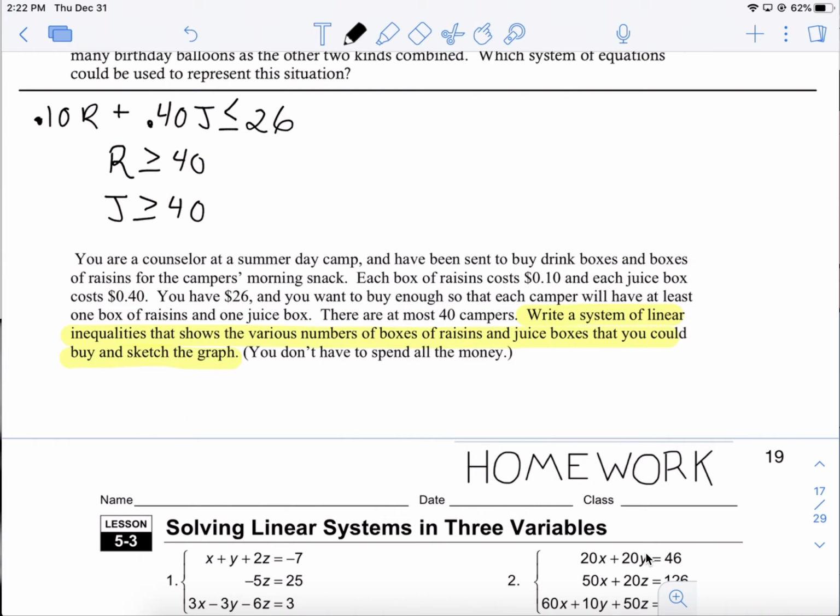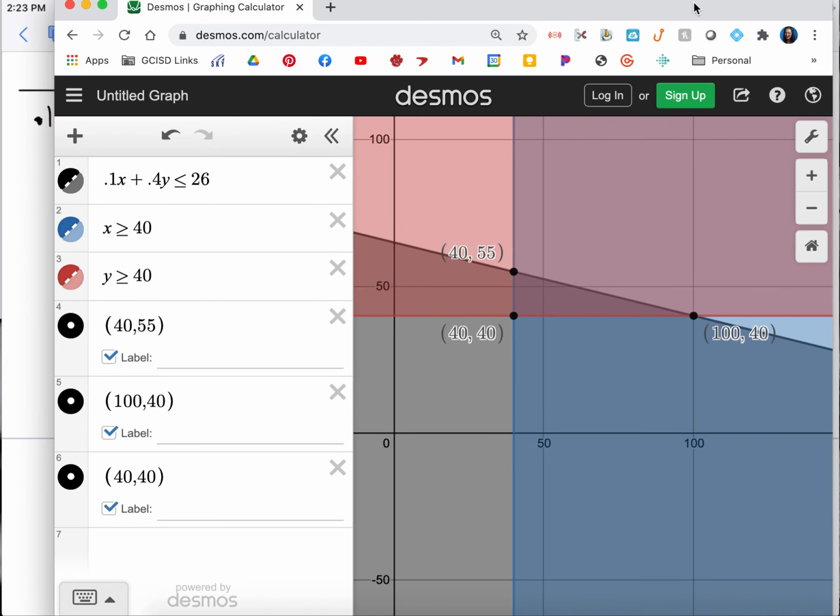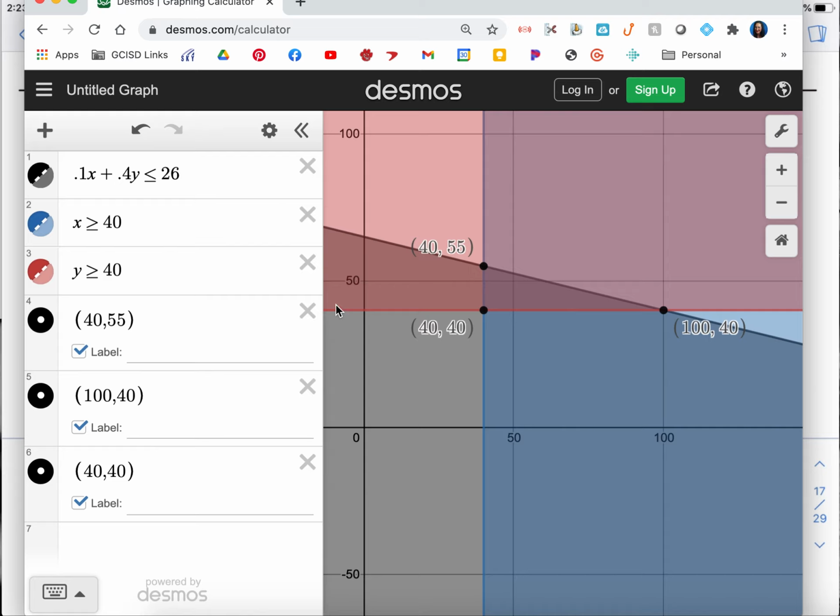I'm going to show you this visually on a graph from Desmos so it makes a little more sense. All I did was graph each of those three. One's going to be a horizontal line, one's going to be a vertical line. And I'm trying to isolate the triangle in the middle. So we're going to sketch this out once you see the graph. If I sketch that graph out, I have a horizontal line. I called this one my juice, higher than 40. One vertical line saying that my raisins are more than 40. And then this diagonal is showing my price. So I have to stay under that $26.